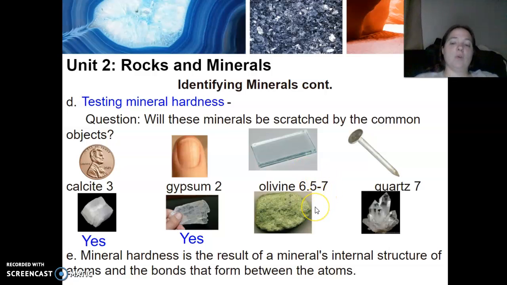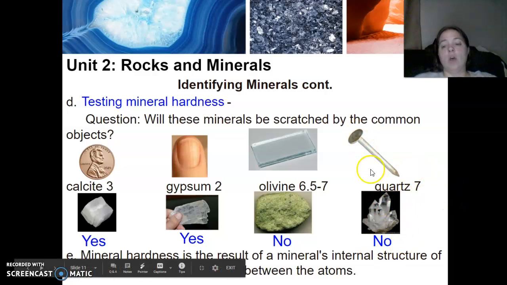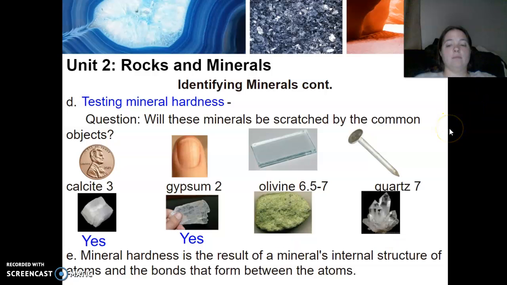Olivine is a 6.5 to a 7. Will it be scratched by that glass plate? Nope. Will olivine scratch the plate? Absolutely. How about quartz? It already says no. Quartz is a 7. The nail is a, sorry, I'm going back, a 4.5. So yeah, it'll most definitely. So mineral hardness is a result of the mineral's internal structure. It's how it's made on the inside, how the atoms are bonded together.